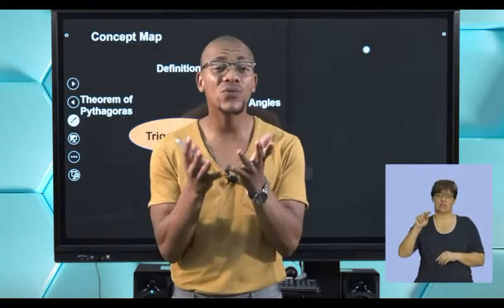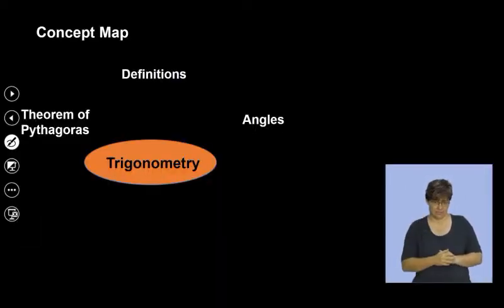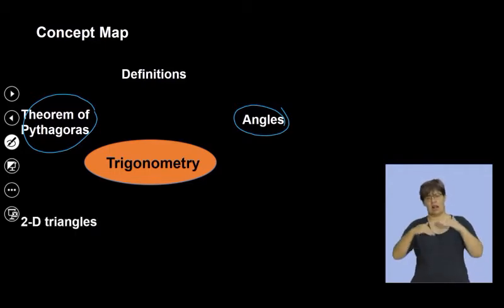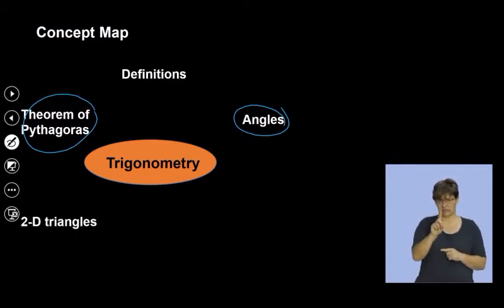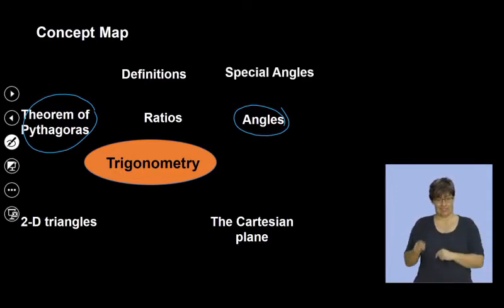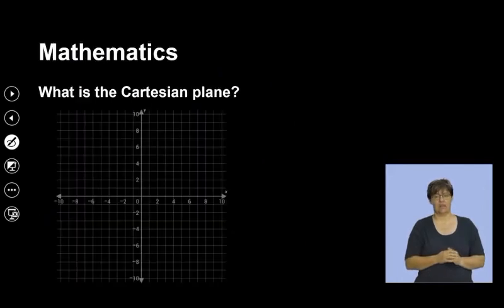So far, what we've looked at is the theorem of Pythagoras, which we did in great length. We looked at the concept of the two types of angles. We just looked at the concept of 2D triangles. Now we're going to look at the Cartesian plane, and in the Cartesian plane, we will try to find the ratios using the Cartesian plane as the frame of reference, and also some special angles there. Now, what is a Cartesian plane, right?